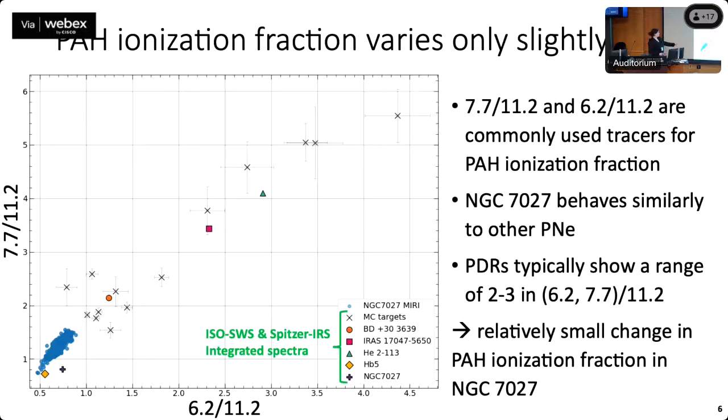So we see that the slope traced out by this other planetary nebula data follows the distribution of the blue points, which means that NGC 7027 behaves similarly to other planetary nebulae. However, because all of the points are clumped in the bottom there over a very small range, we conclude that the PA ionization fraction throughout NGC 7027 does not vary much. Typically in photodissociation regions, we see a range of about 2 to 3, and here we see a range of a bit less than 2. So this means that there's not much change in PA charge as you go across the nebula.